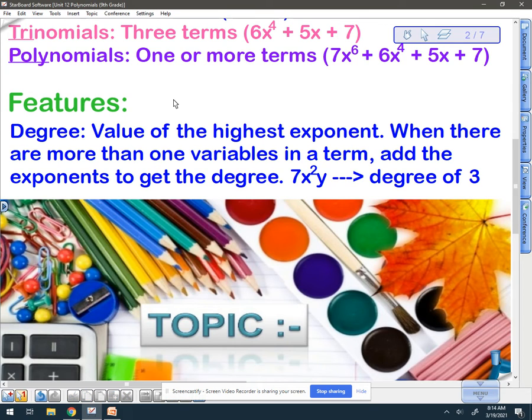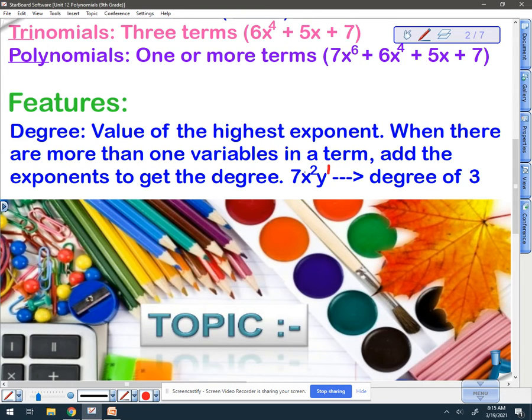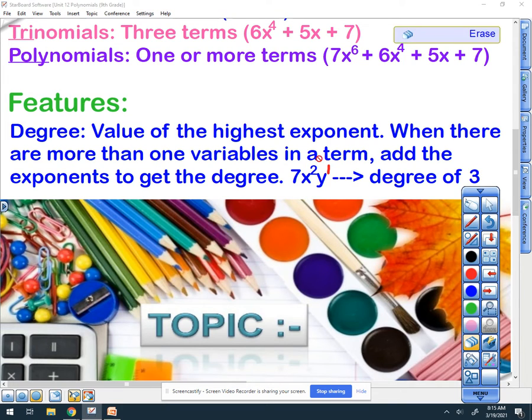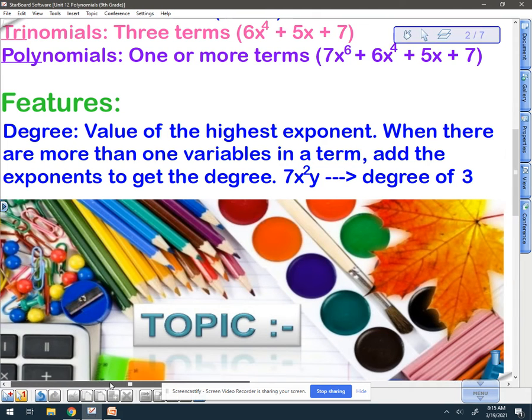So definitely pause the video and write these things down so you have them. The degree is the value of the highest exponent. When there are more than one variables in a term, add the exponents to get the degree. So if they give you 7x to the second power y, what's the degree? All you do is add up the exponents. The x has a 2, the y doesn't have anything, which means it's a 1. So 2 plus 1, the degree is 3. That's it. So pause it, write this down, and now we're going to do some examples of this.